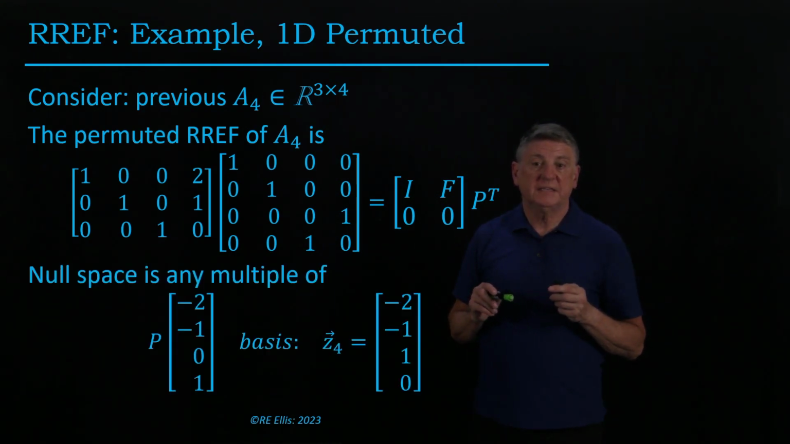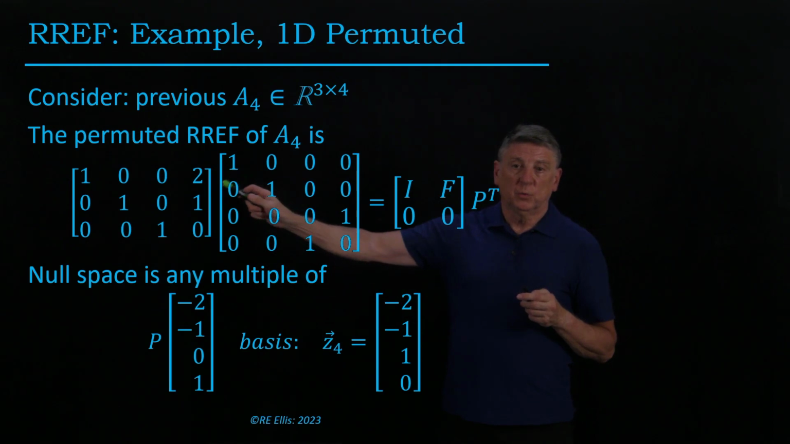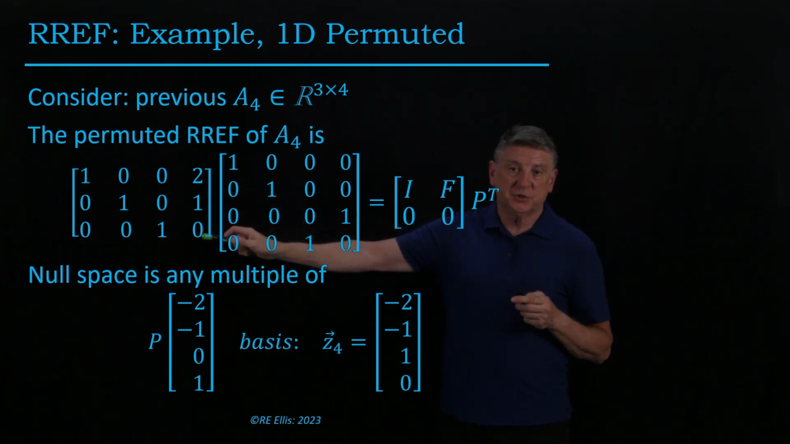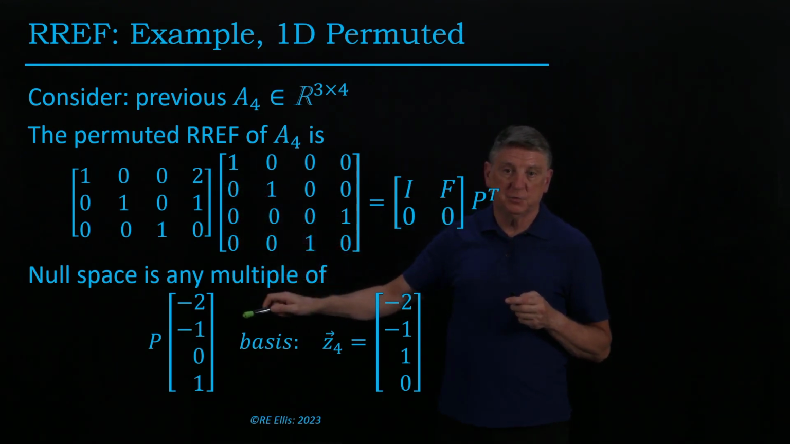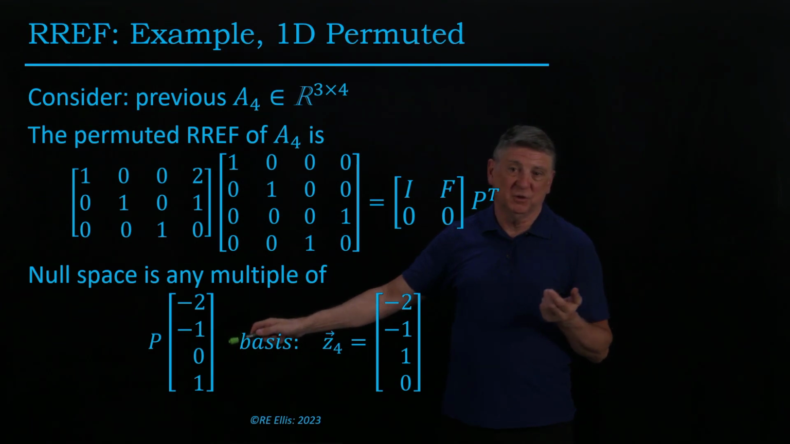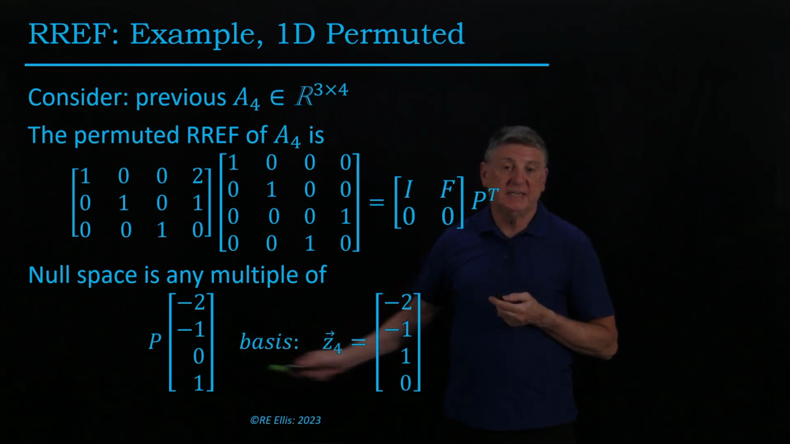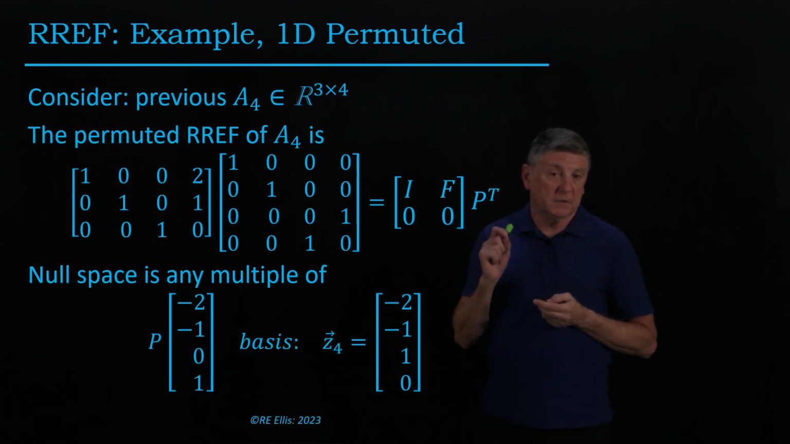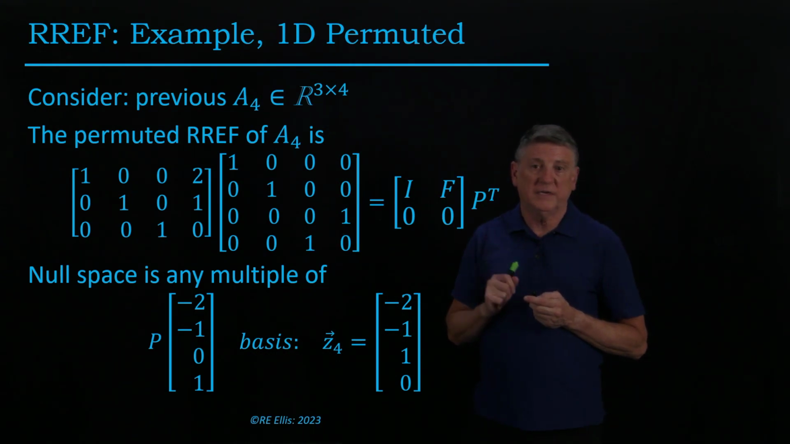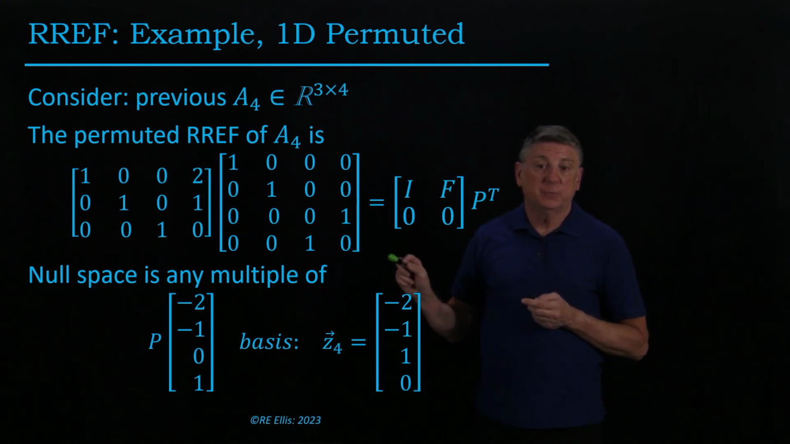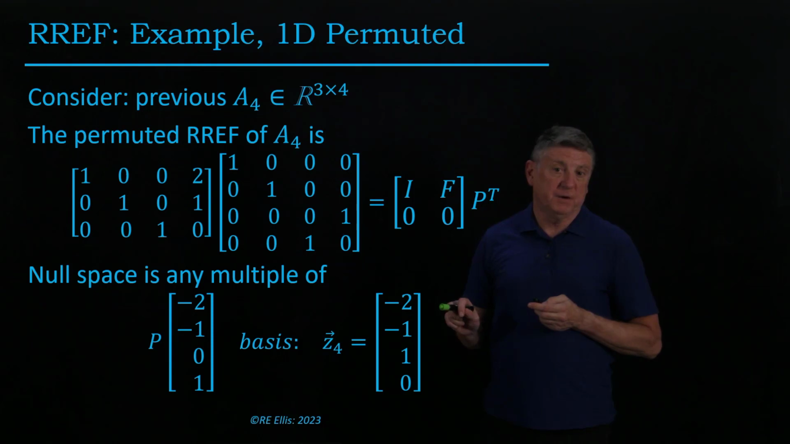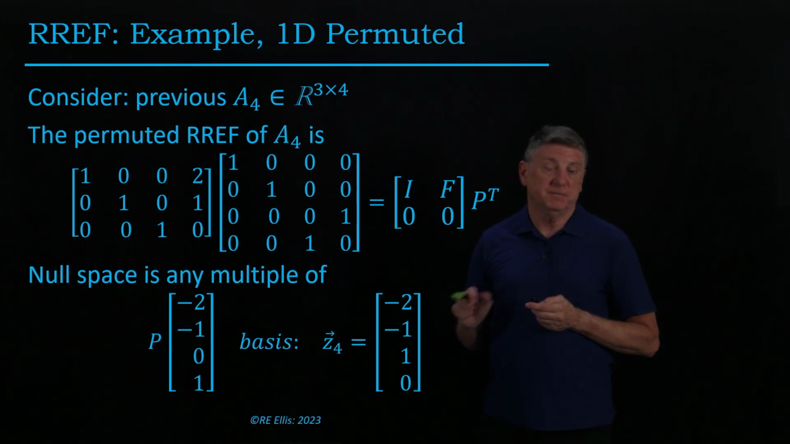So the null space is any multiple. We negate this 2 1 0, so we put -2 -1 -0, and then we append the identity, which in this case is just a 1 because it's a 1 by 1 that we need. And then if we permute that, you can verify that the null space is this vector Z4.